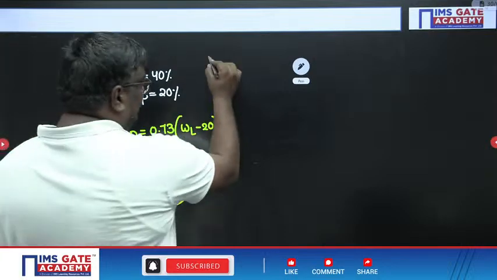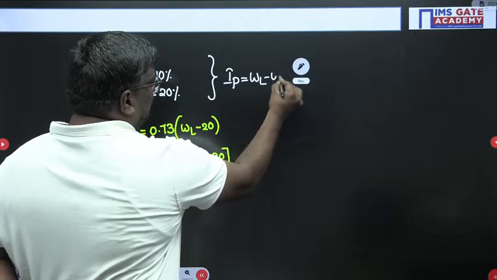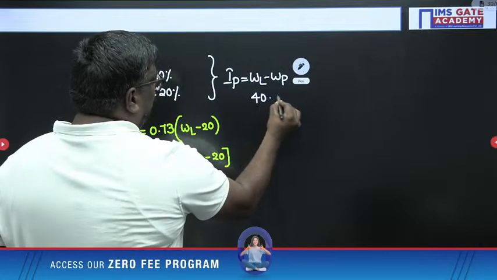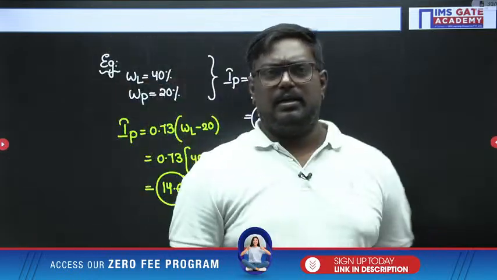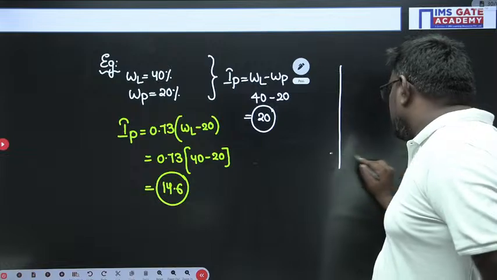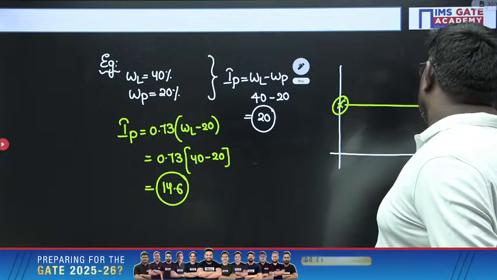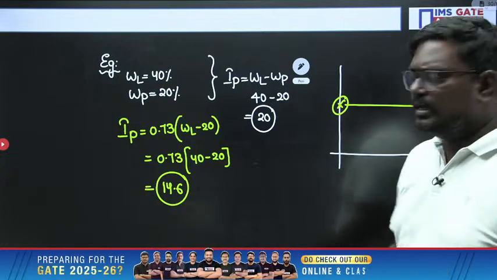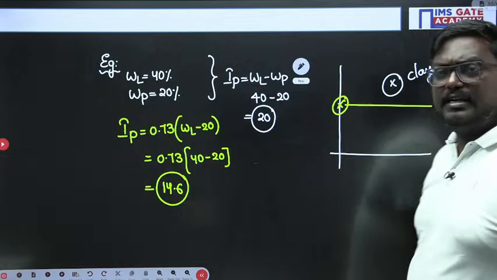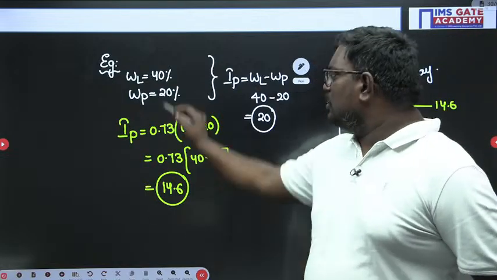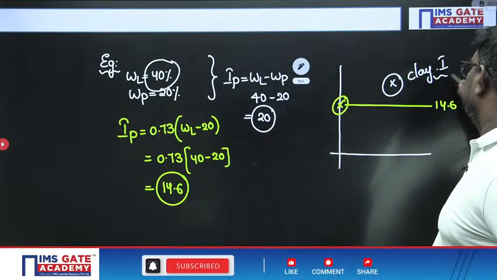Now, what is given? Plasticity index is WL minus WP, that is 40 minus 20, which is equal to 20. Now, see students, on the chart, A line is located at 14.6. Where does this 20 lie? 20 is lying above, so it is evident that it is clay. To check whether it is intermediate, low compressible or highly compressible, the liquid limit is 40 percent, so the answer will be CI, that is intermediate clay.